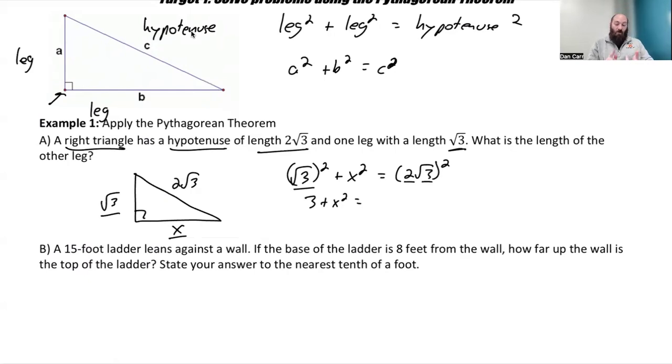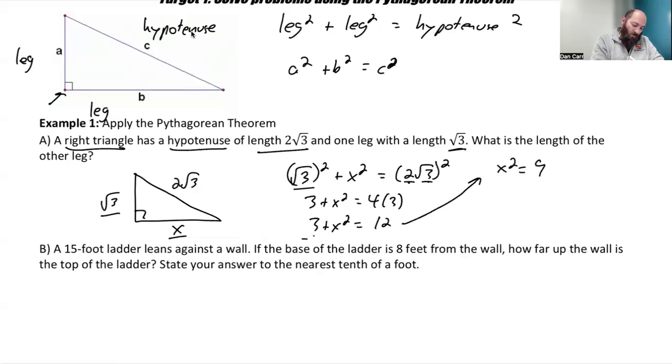2 radical 3 squared is going to be 2 times 2 is 4. Radical 3 times radical 3 is 3. So 3 plus x squared is equal to 12. I'm going to subtract the 3 over here, so x squared is equal to 9. So I'm subtracting 3 from both sides. Okay, and then I take the square root of both sides. So to undo x squared, we have to take the square root. So x comes out as 3 here. And that's the length I'm looking for: the other leg is 3.